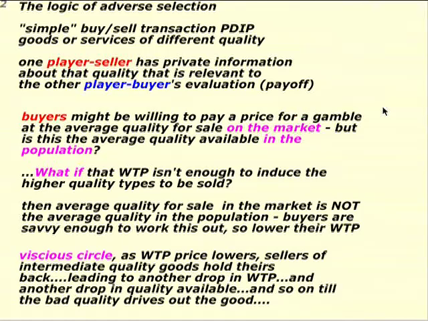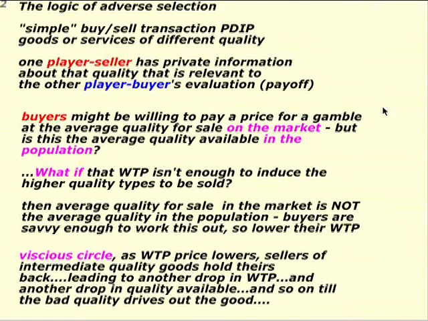Now, the average quality that's out there in the market, though, is not just the average quality that's out there in the population of people who might be willing but may not sell their items. Let's see how this might lead us into a vicious circle.